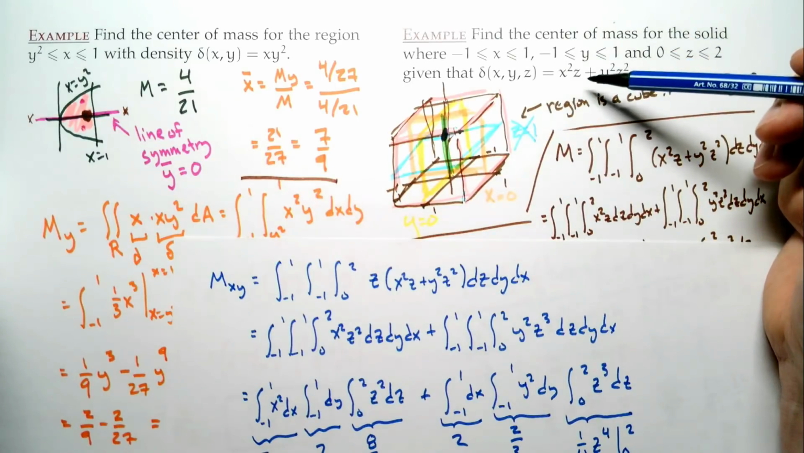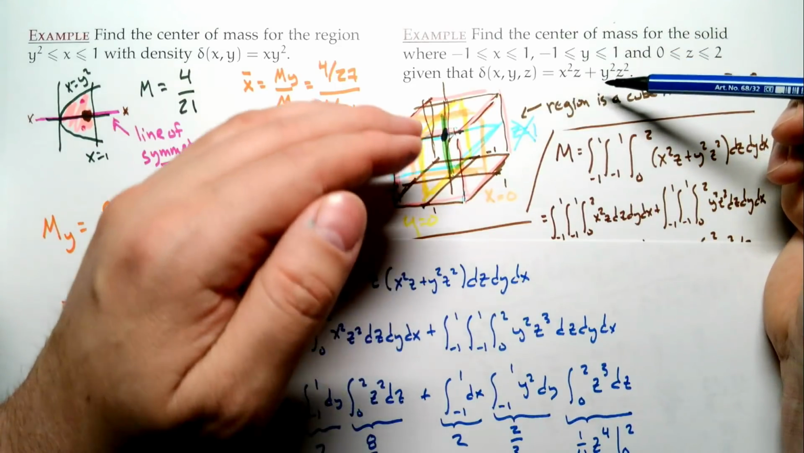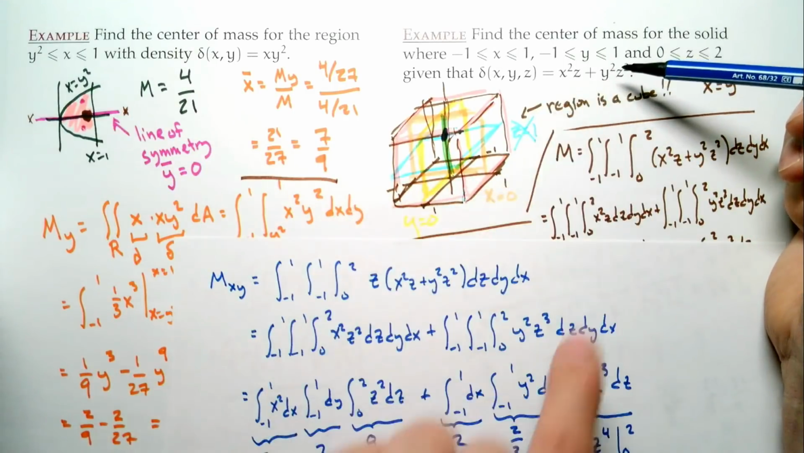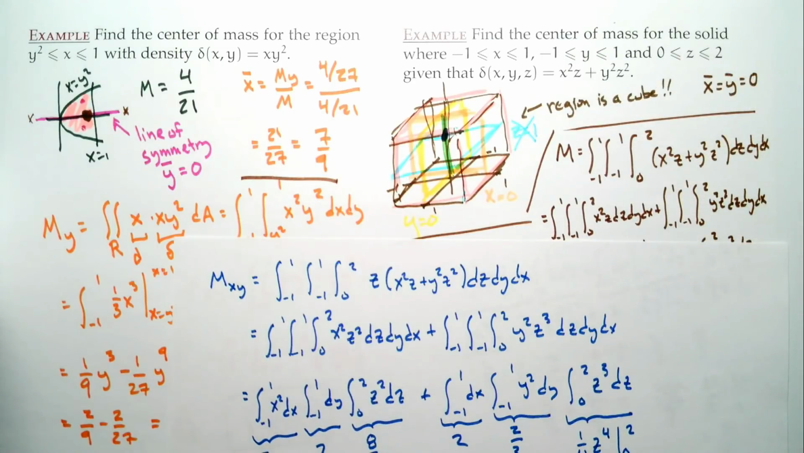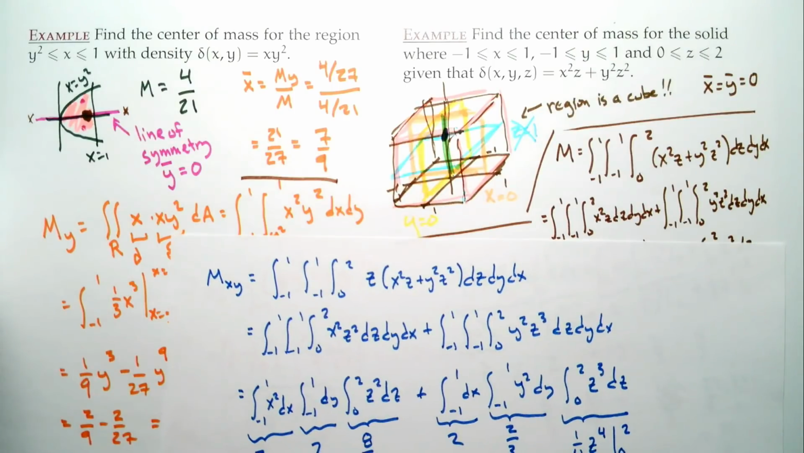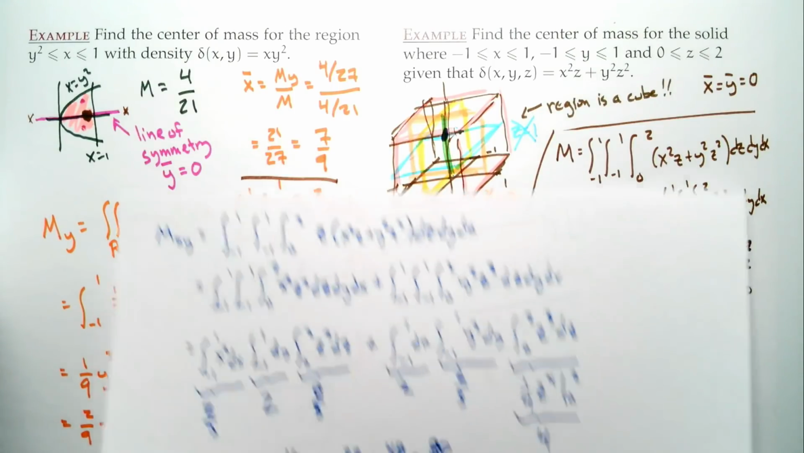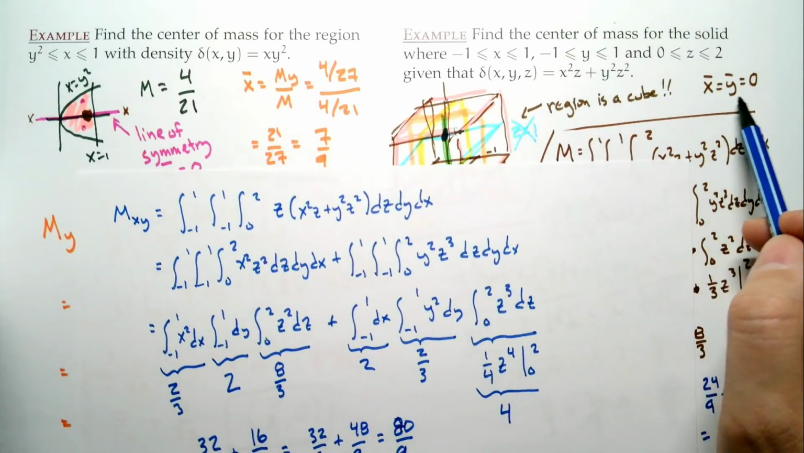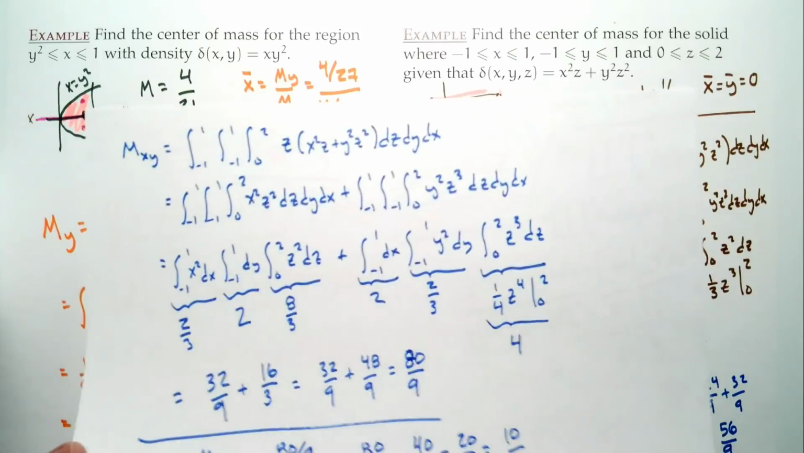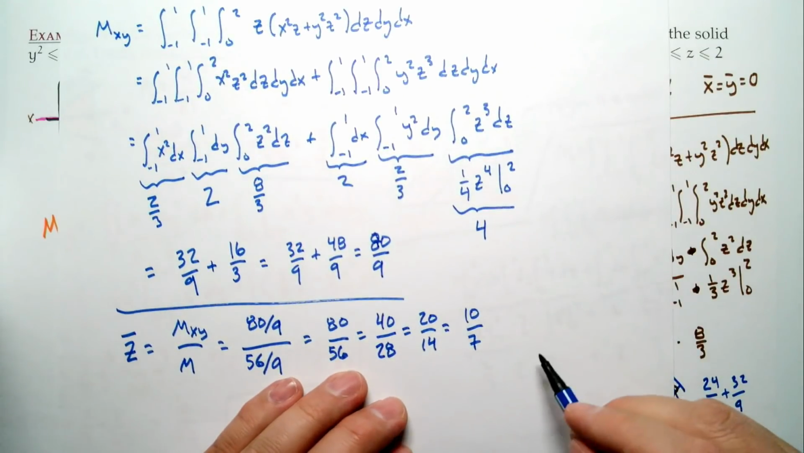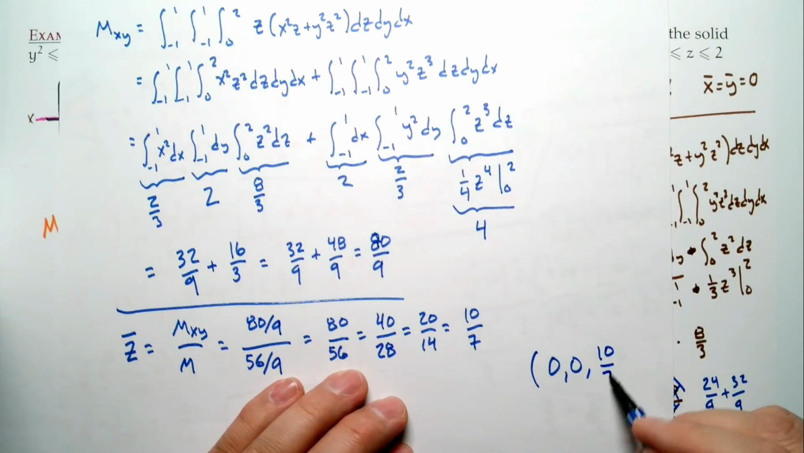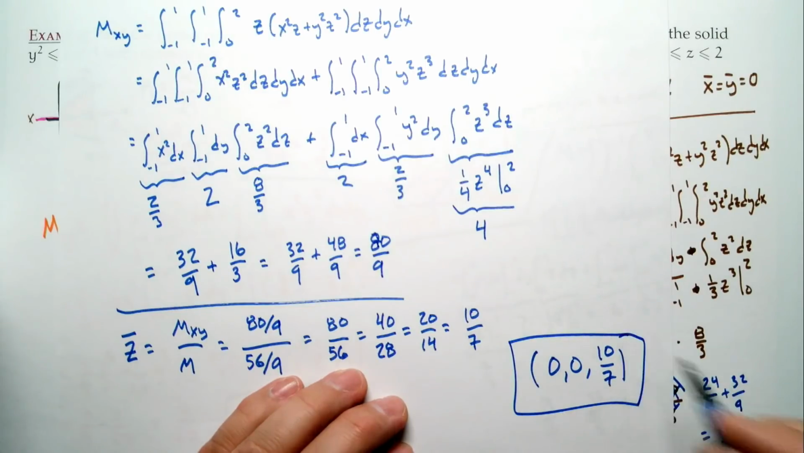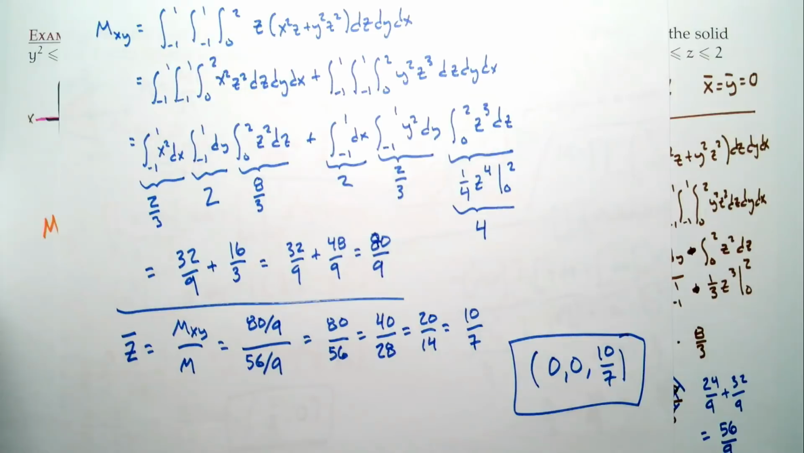Now if you look at it, that makes sense. Look at what's happening here. As your z increases, your density increases. So it's more dense the higher up you go. So we should be biased towards the top. So that means 10/7 is a very good guess. It's probably even right, which means it's a great guess. But now let's put it all together. We already used symmetry to get our x and y, and then we did work to find our z. So our final answer is the center of mass is 0, 0, 10/7.